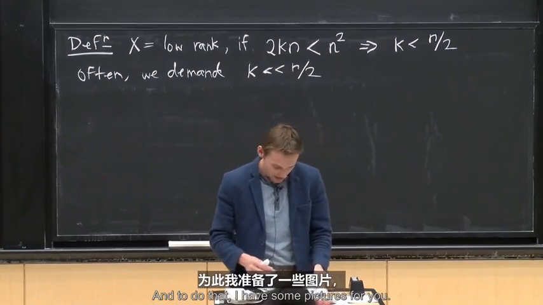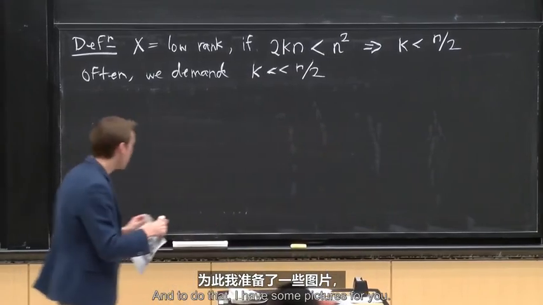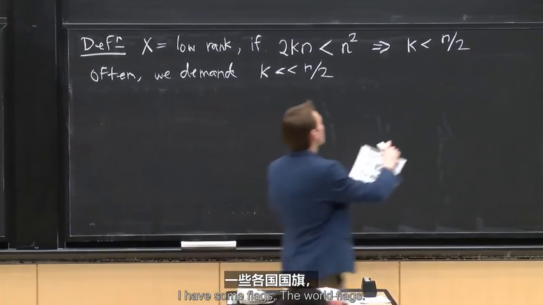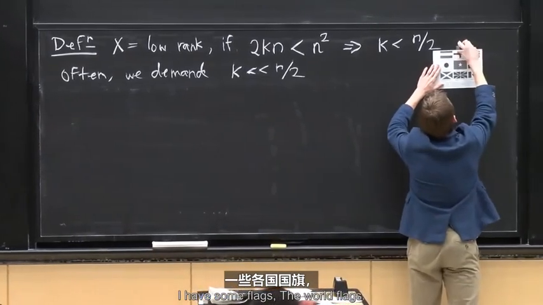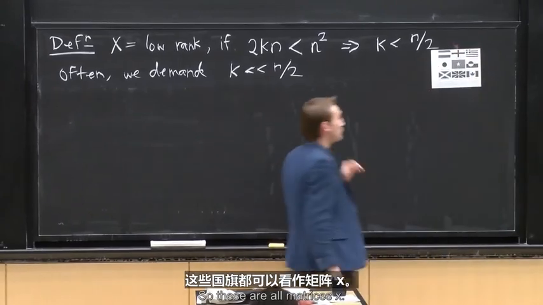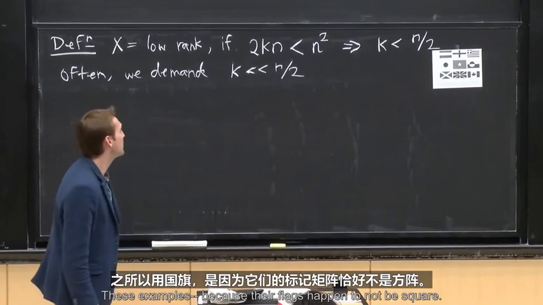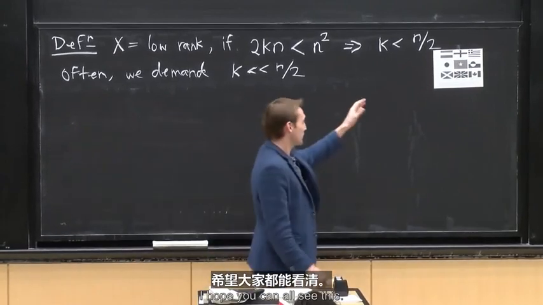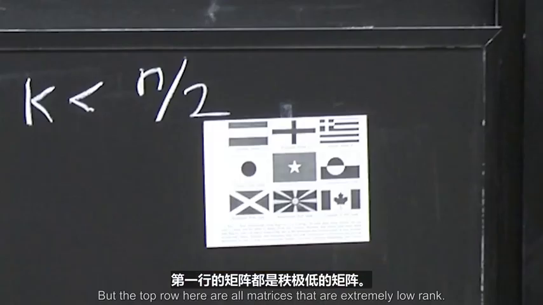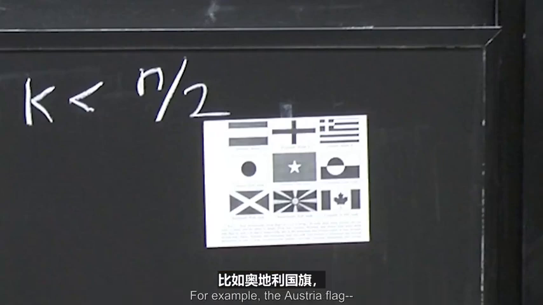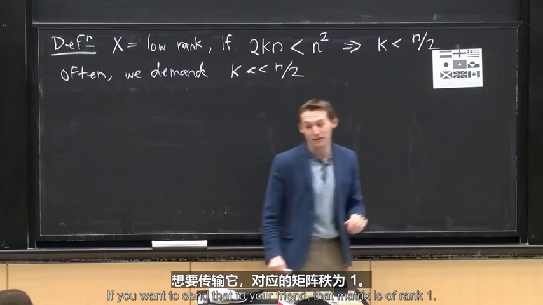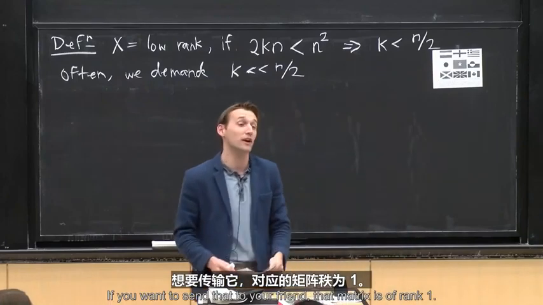Okay, so what do low rank matrices look like? To do that, I have some pictures for you. I have some flags, the world flags. So these are all matrices X. These examples, because they're flags, happen to not be square. I hope you can all see this. The top row here are all matrices that are extremely low rank. For example, the Austria flag, if you want to send that to your friend, that matrix is of rank 1.